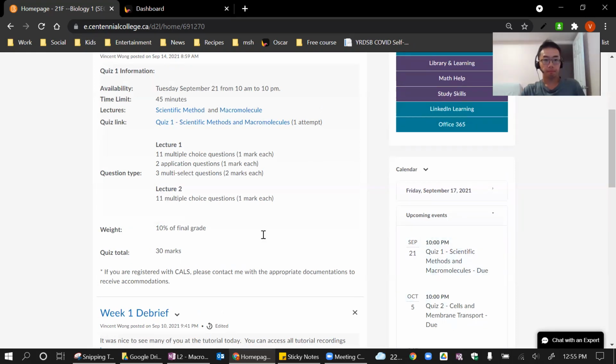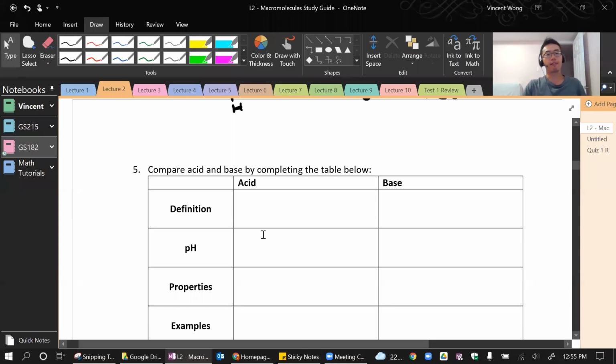Okay. So acid and base definition. Okay, and what is the basic definition of acid? An acid is basically something that will produce H+ when dissolved in water.